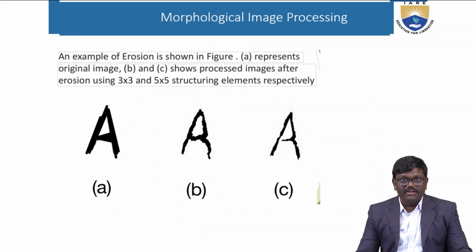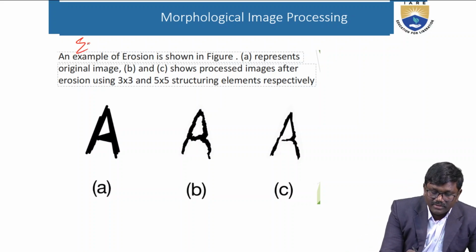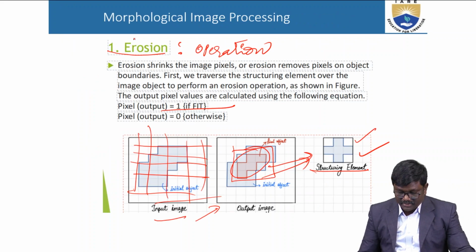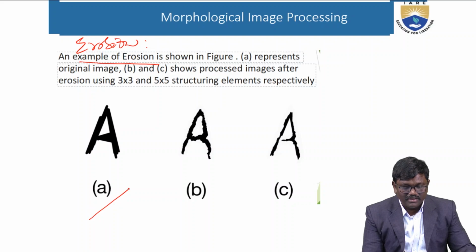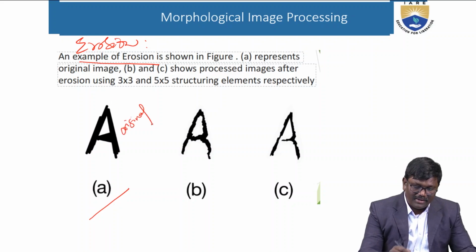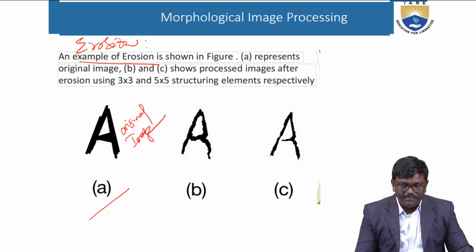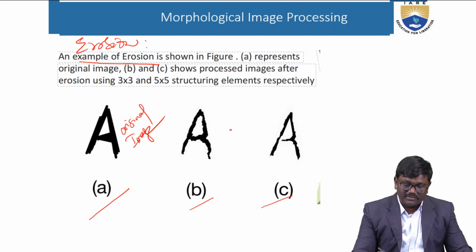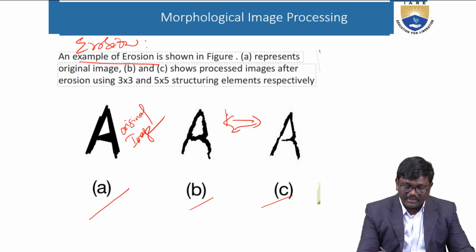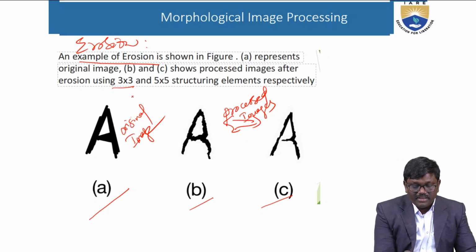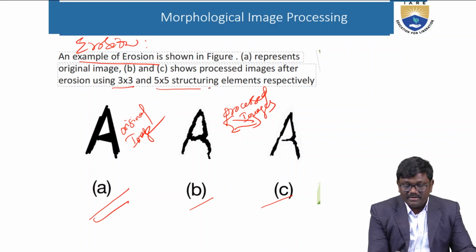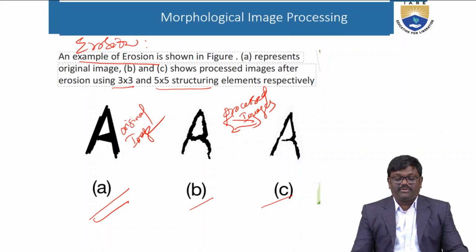Let me take an example of the morphological operation of erosion. An example of erosion is shown in the figure. A represents the original image, and B and C represent the processed images after erosion, using 3 by 3 and 5 by 5 structuring elements respectively. What do we understand from here?